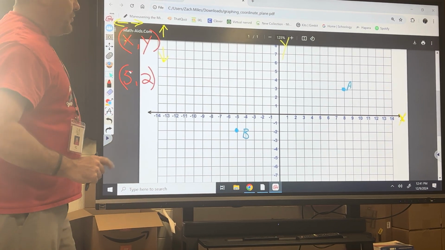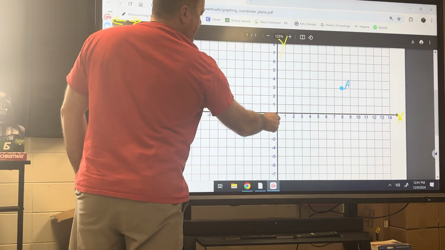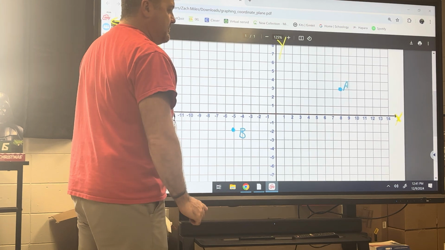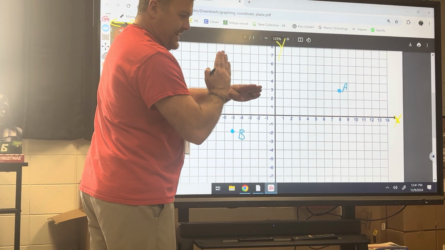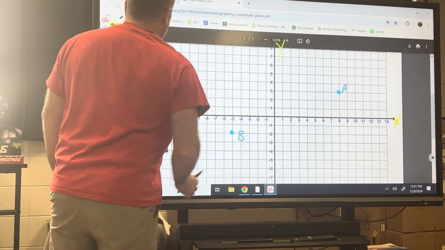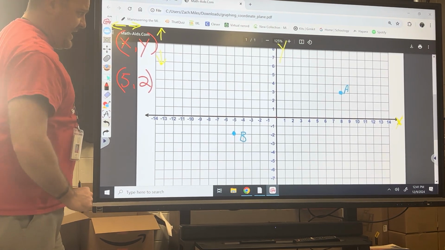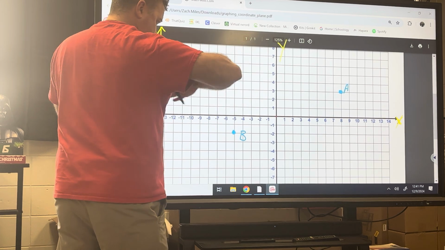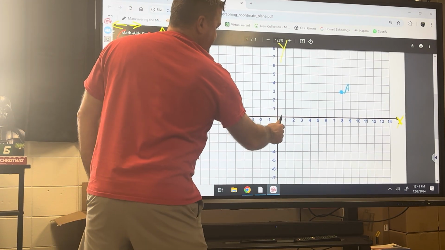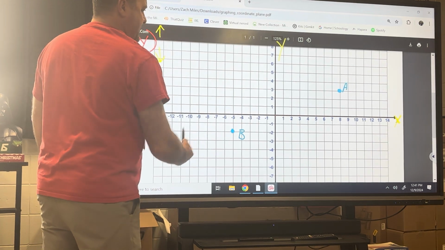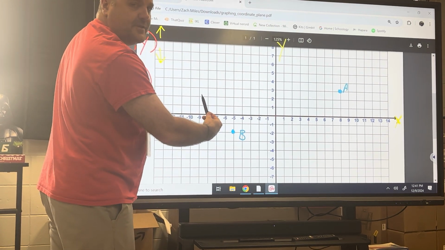5 and 2. So what I do is I always start right here in the middle. This is what's known as the origin. This is 0 and 0. This is where the two number lines intersect. So I start right here, and my first number tells me to move to positive 5. Well, on the number line, going side to side, the positive 5 is out here, okay? That's positive, this is negative. Positive is on the right, negative is on the left.